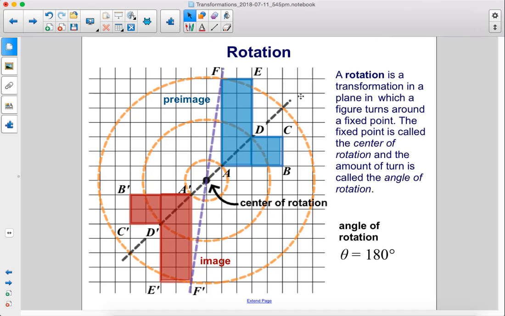A rotation is a transformation in a plane in which a figure turns around a fixed point. The fixed point is called the center of rotation and the amount of turn is called the angle of rotation. So here we begin with this blue pre-image, then we rotate it 180 degrees. So the angle of rotation, theta, equals 180 degrees around this point here, and this blue image rotates around this point, the center of rotation, and becomes this red figure down here. Here is our image.